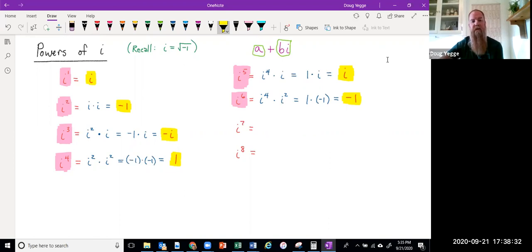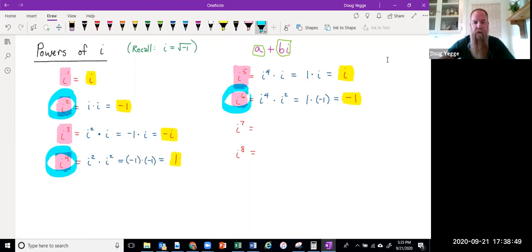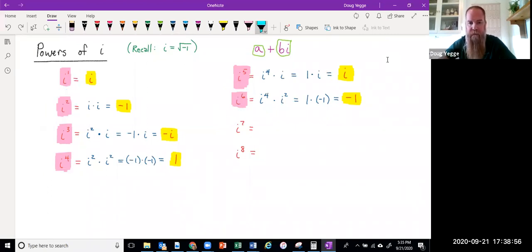So we should already start to see then that every time we raise i to an odd power, like 1 or 3 or 5, I get imaginary numbers. But every time I raise i to an even power, like 2 or 4 or 6, I get a real number. And that's because the i values are canceling out.